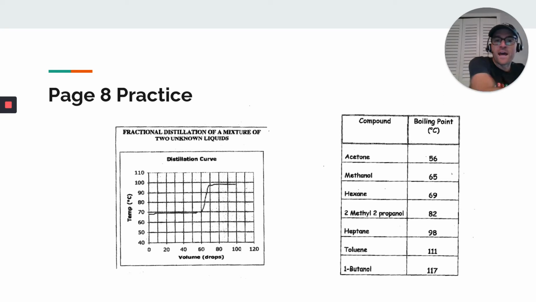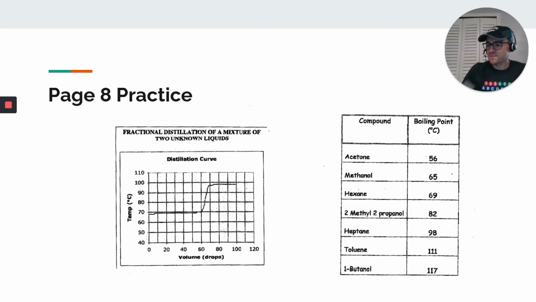Because again, that flat region of temperature where our temperature stays constant, that is a phase change. That is a liquid turning, or I should say that's a substance turning from a liquid to a gas. So as I look at my curve at the bottom of page 8, I notice that I have that flat region right about 70 degrees. Well, guess what? That's going to tell me question number 1 on page 8. There's definitely hexane.